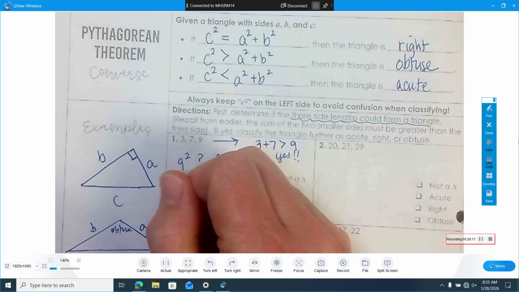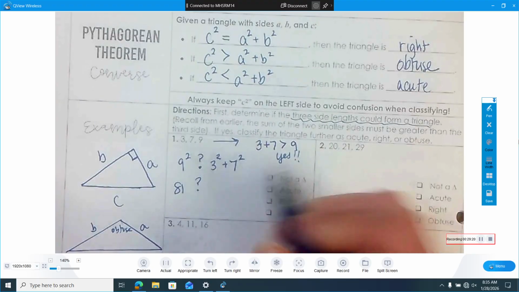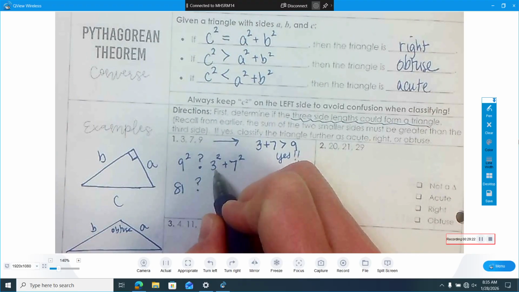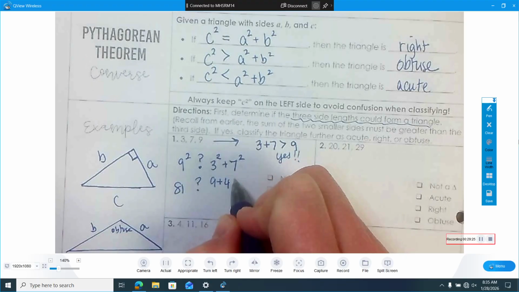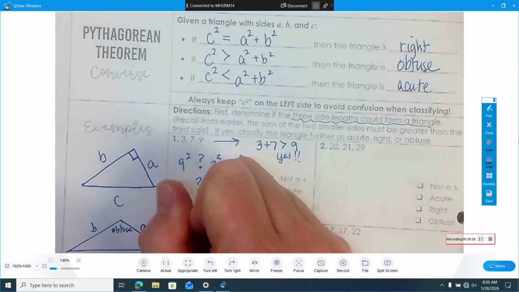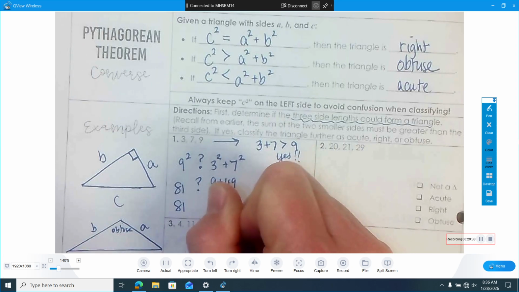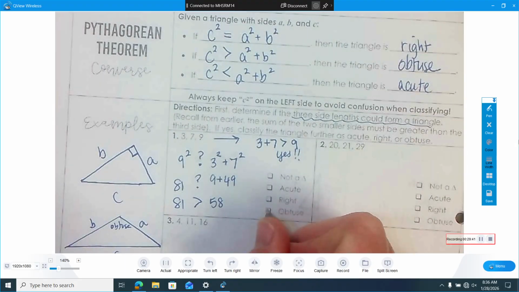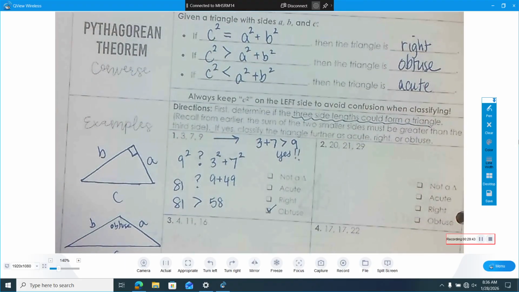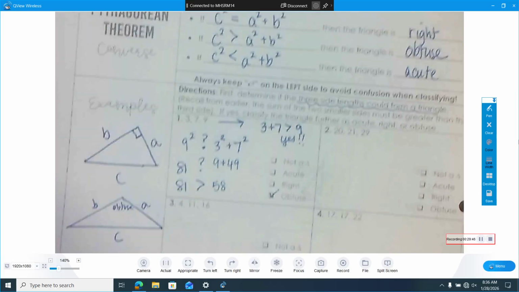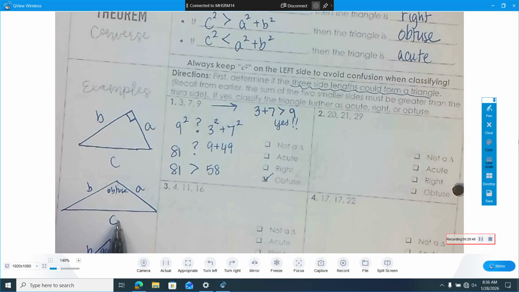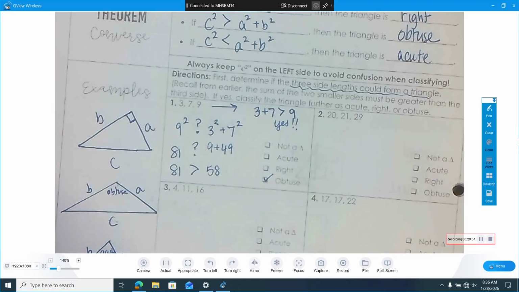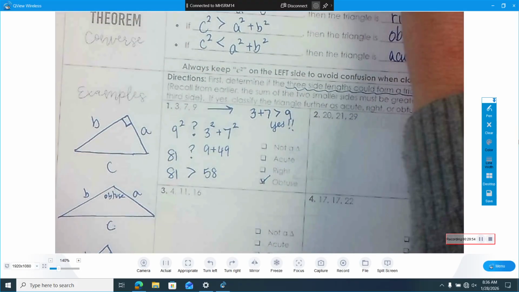So we have 81, question mark, 9 plus 49. 3 squared is 9, and 7 squared is 49, so that becomes 58. 81 is greater than 58, so that longest side squared is bigger than the sum of the other two. What kind of triangle is it? It's an obtuse triangle. Very good. So that's this picture. That third side squared is longer, so it flattens out that triangle.